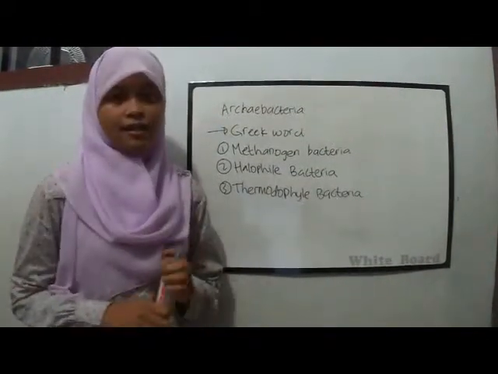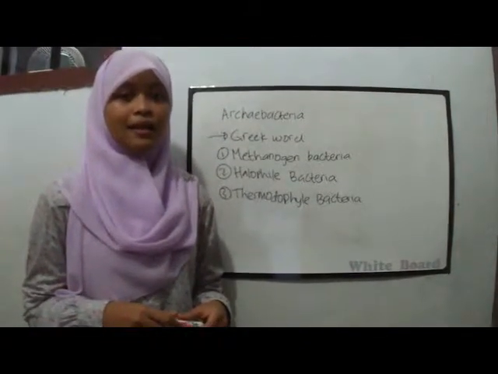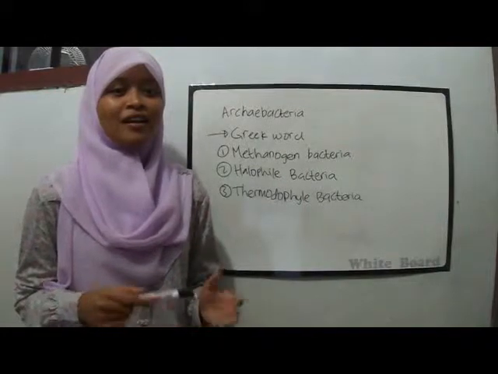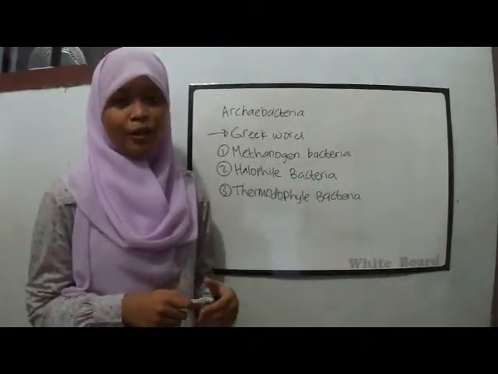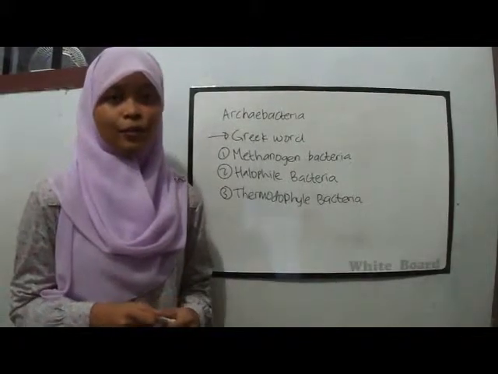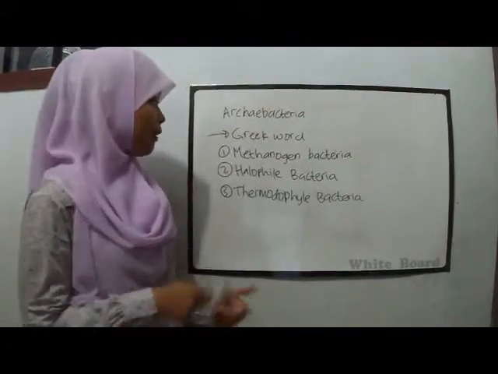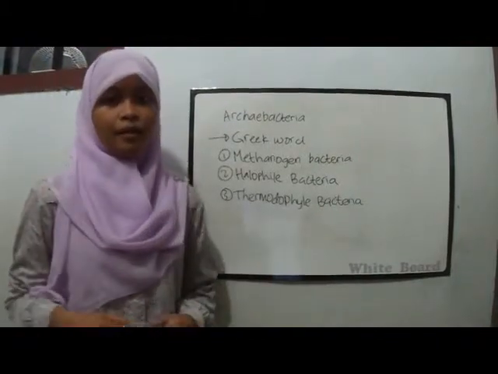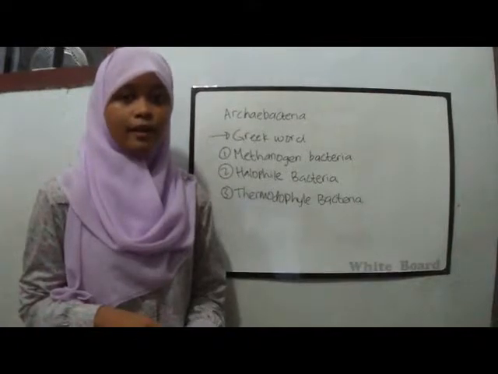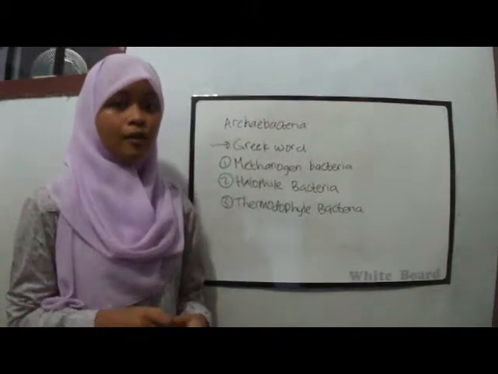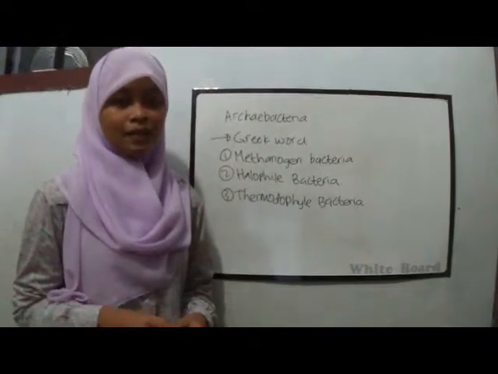The second is halophil bacteria. Halophil bacteria live optimally in surroundings of 20% salinity. An example of halophil bacteria is Halobacterium. The third is thermophil bacteria. Thermophil bacteria live in extremely hot and sour surroundings. Examples of thermophil bacteria are Sulfolobus and Thermoplasma.